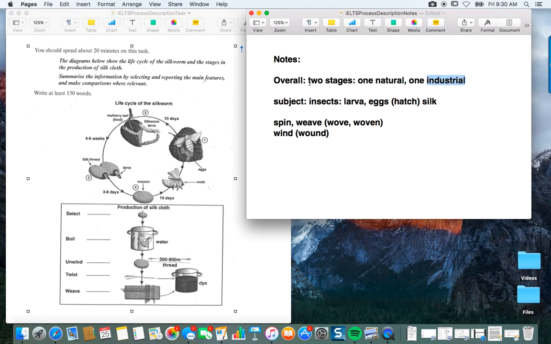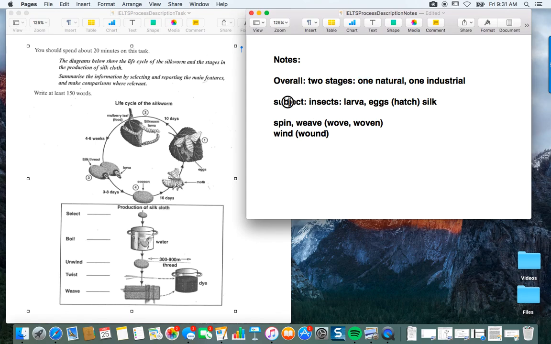Now, as I said, good. You want to get that overall statement. What is the main overall trend you see here? The macro trend, if you will. And that's here. One is natural, one is industrial. All right, so that's your first point.